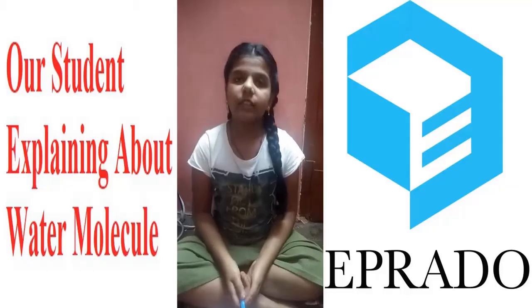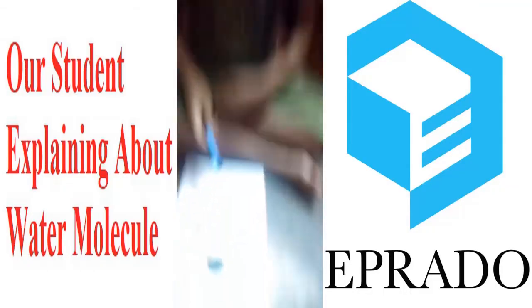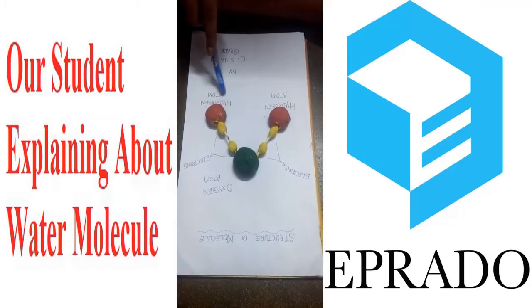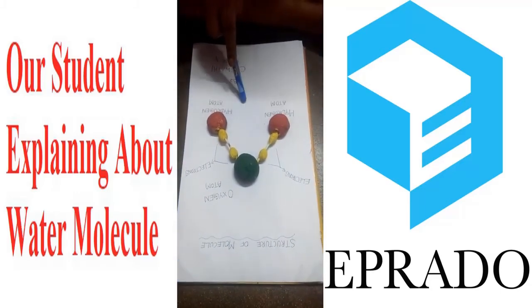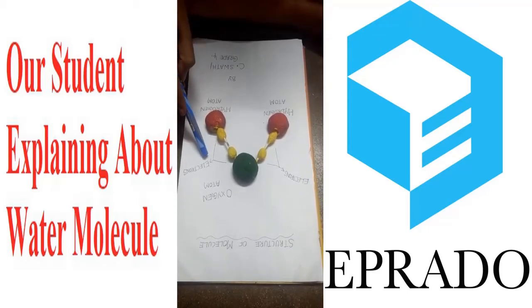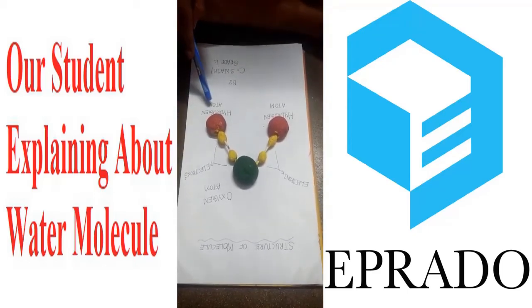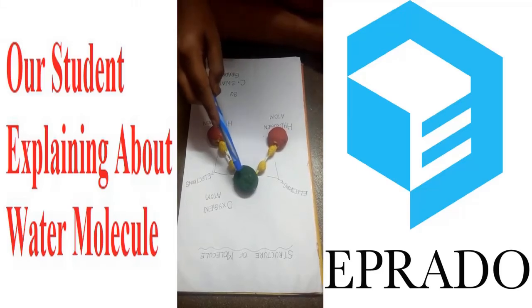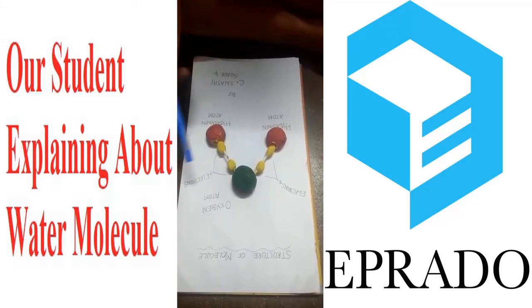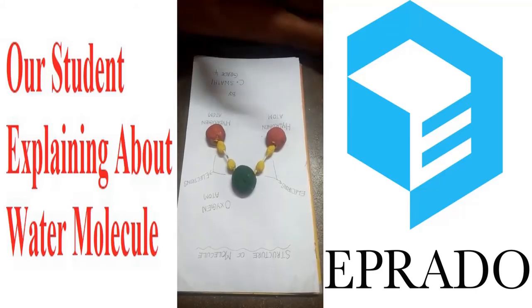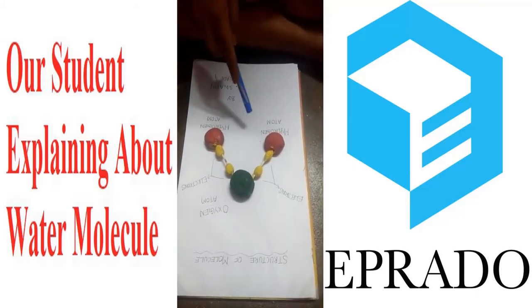Structure of molecule. This is oxygen atom. These are both hydrogen atoms. The small balls are electrons. Hydrogen atom gives one electron to oxygen atom. Oxygen atom shares one electron with hydrogen atom to form molecules.